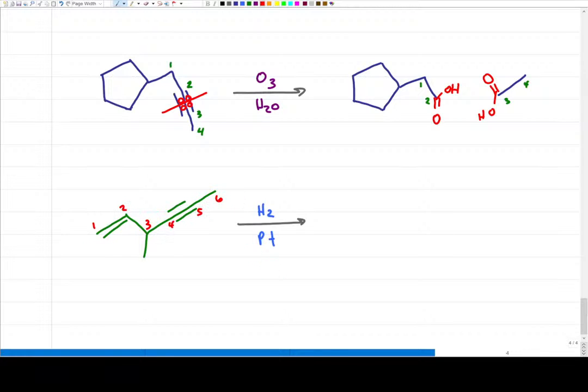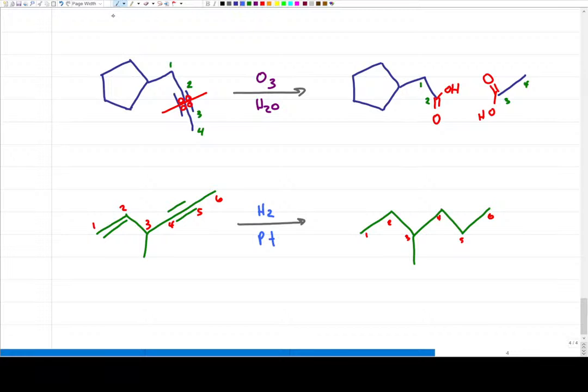I'm going to start by numbering the chain, just to make sure I don't miss anything. I have a total of 6 carbons, 1, 2, 3, 4, 5, 6, with a branch coming off of carbon 3. What do I have to add to this molecule? Absolutely nothing. This is my final product. Every single pi bond was broken.